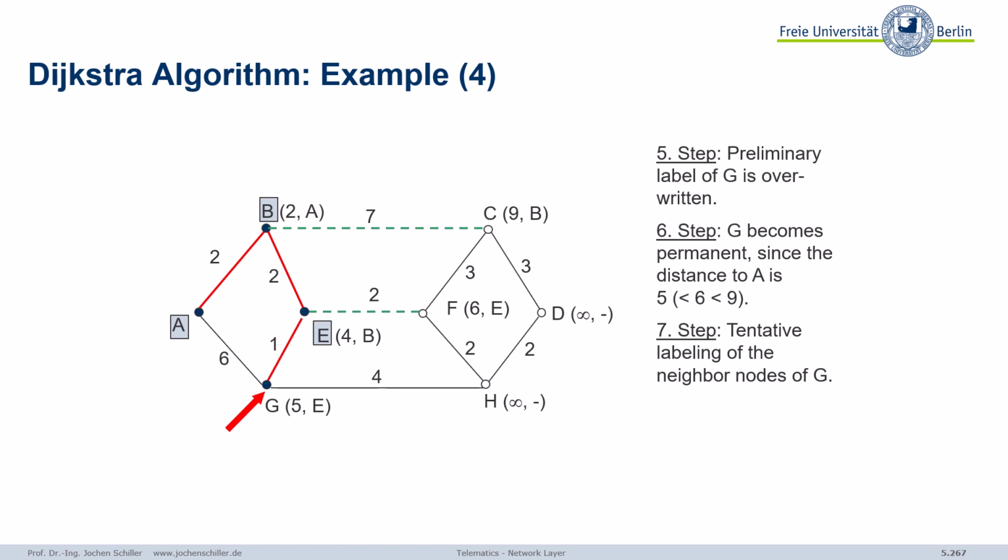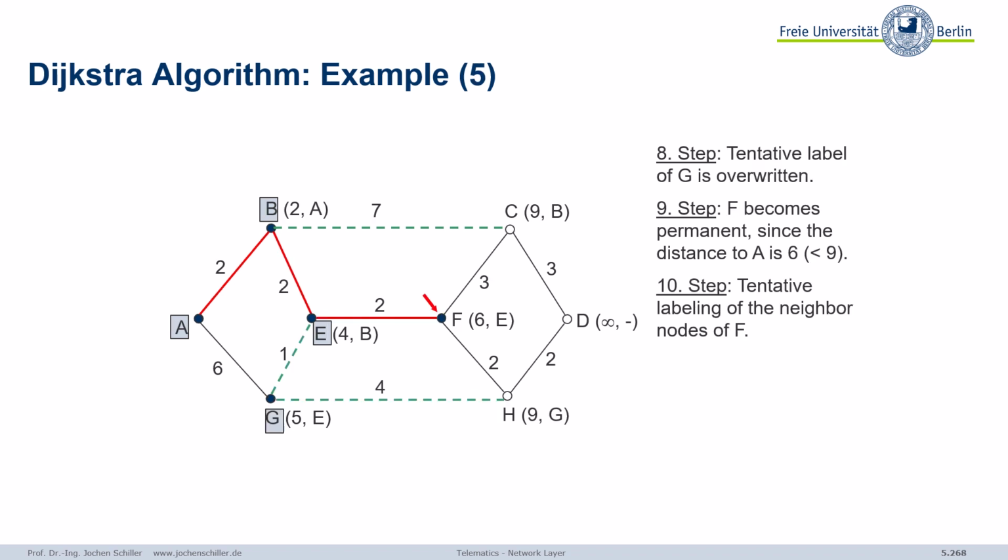And now we see that the distance to A is now 2 plus 2 plus 1, so G has 5, okay, and F has 2 plus 2 plus 2, 6, and C has 2 plus 7, 9. Okay, 5 is now the smallest one, so G becomes permanent, since the distance to A is the smallest with 5. And then we continue with the neighbors of G. That's step 7. Okay.